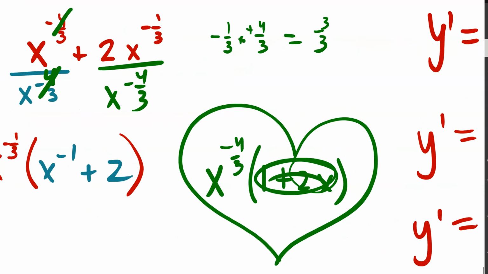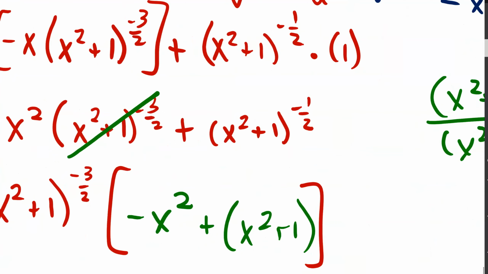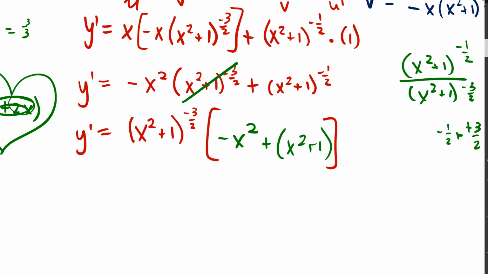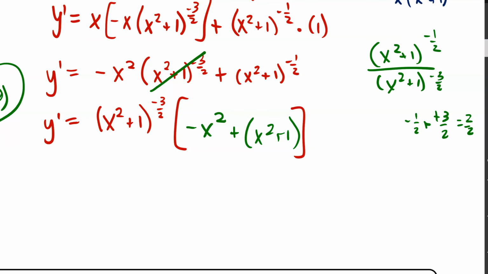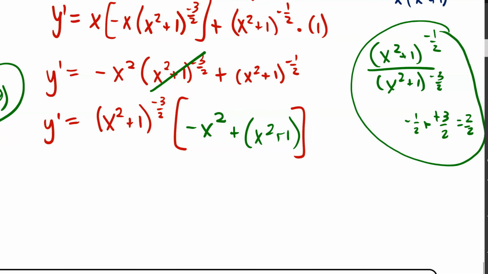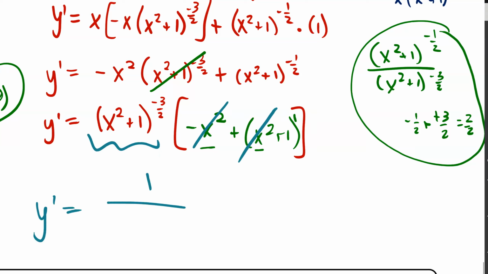So when I come back to the right side, I see I have the negative 3/2 and the negative 1/2. By pulling out the negative 3/2, this part in green is showing my rules of exponents. This x squared plus 1 is now to the first power, and now guess what? I can combine those. What is negative x squared plus x squared? They go away. And then I multiply this whole thing by 1, so it turns out my derivative is just 1 over x squared plus 1 to the 3/2.